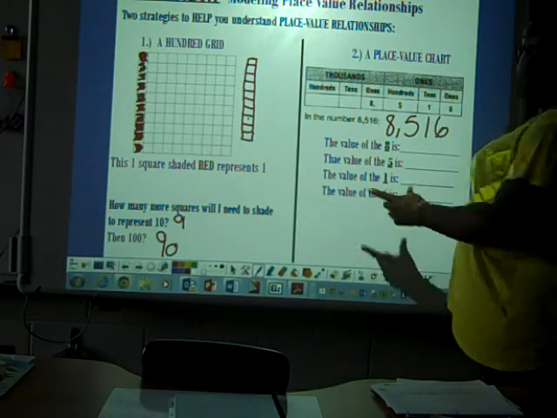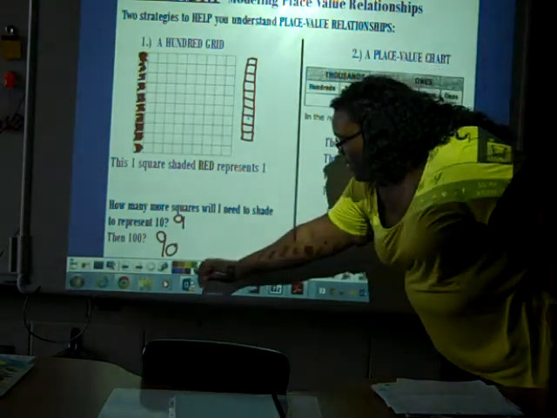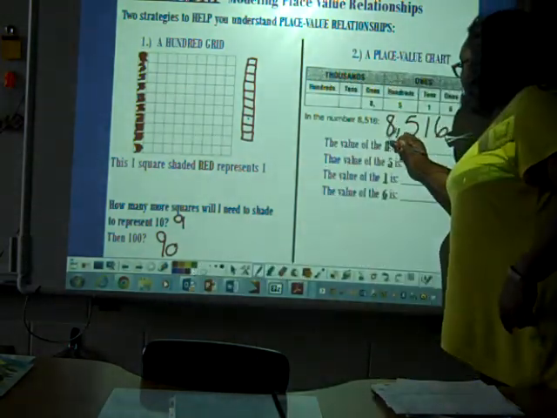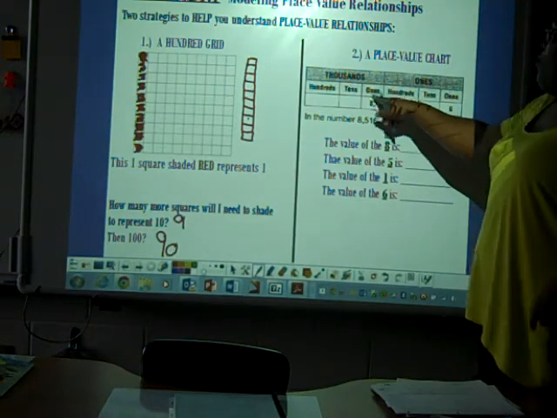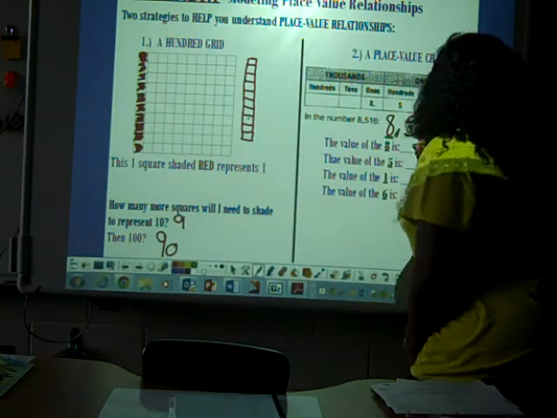8,516. Now, the value of the 8, which is right here, let me do a different color. The value of this 8 is in what place value? What does it represent? 8,000.